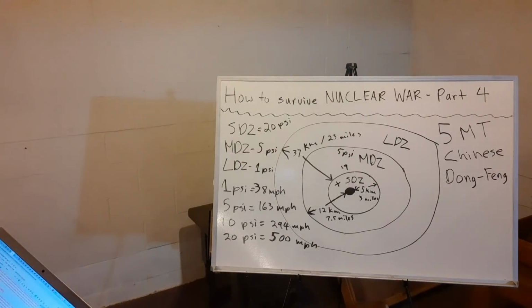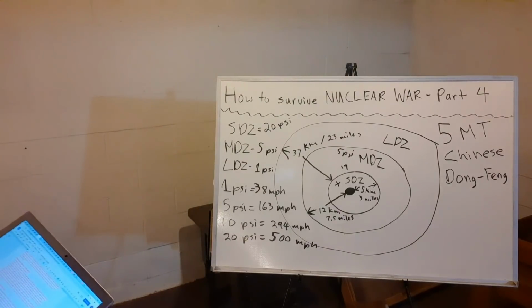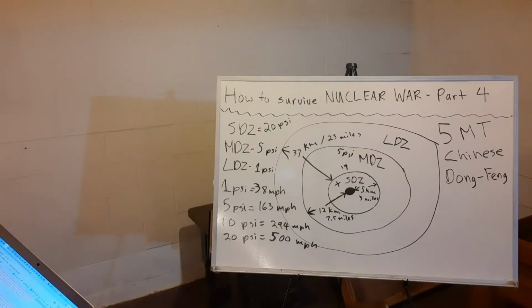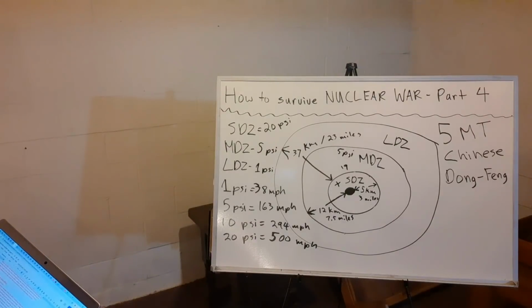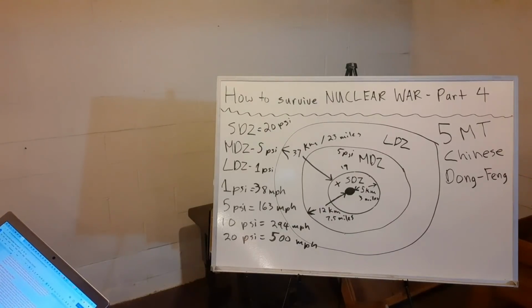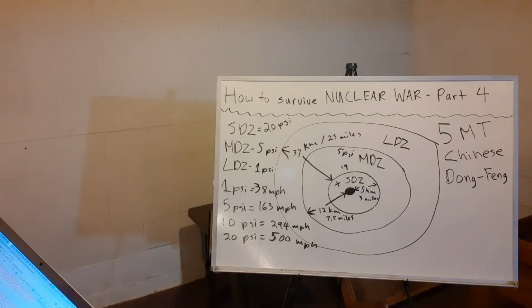In many ways, the moderate damage zone is actually worse than the severe damage zone, especially when we're thinking about firestorms. The moderate damage zone is going to have a lot of firestorms in it, okay, because you're going to have 163 to 500 mile per hour winds, and that's going to rip apart a lot of fuel lines. Think about propane tanks getting blown over, natural gas pipes getting exposed to the air, electric lines getting blown over, cars getting tossed around. That's going to cause firestorms. So within the moderate damage zone, there will be a lot of firestorms.